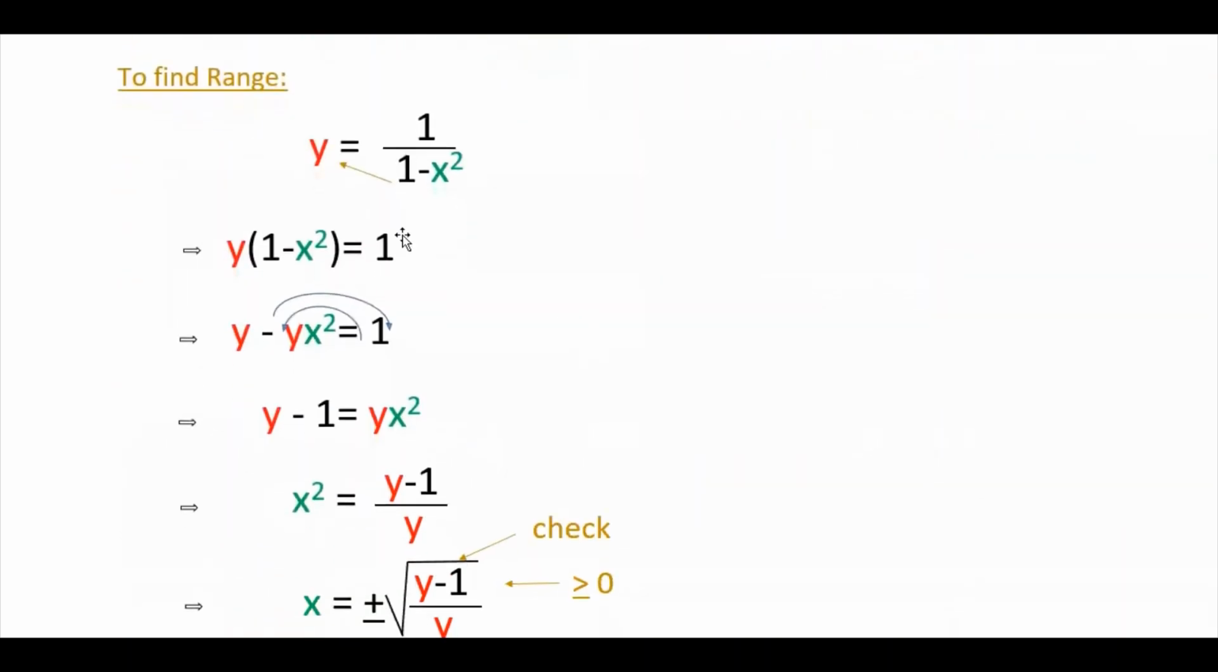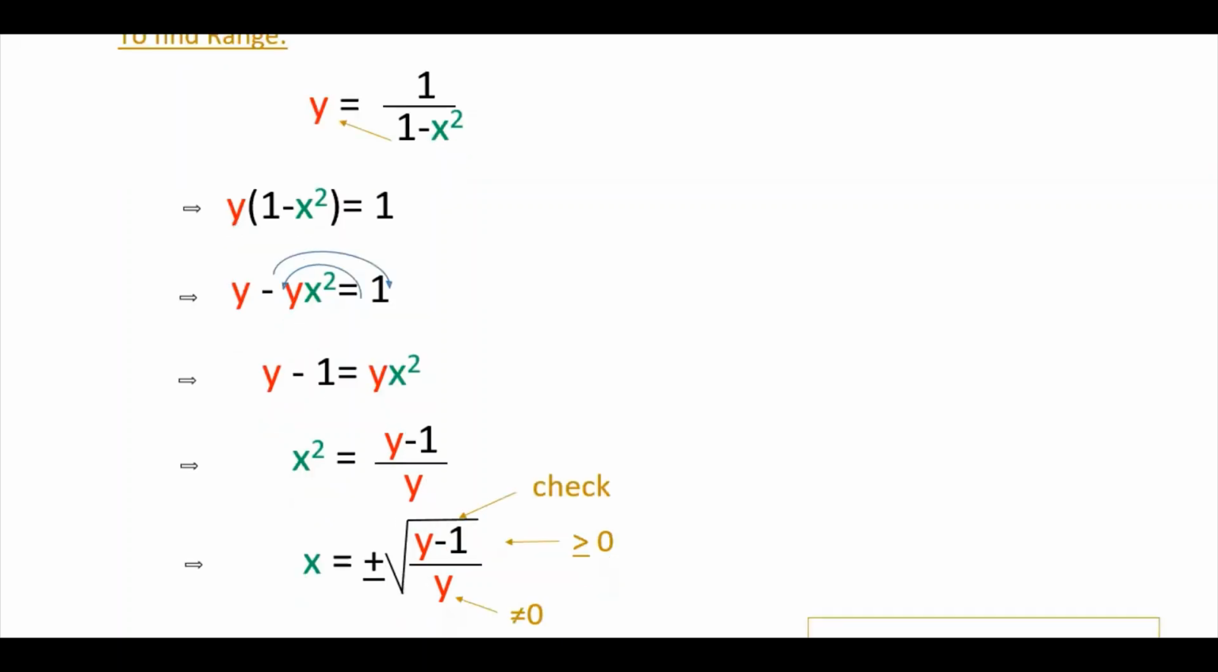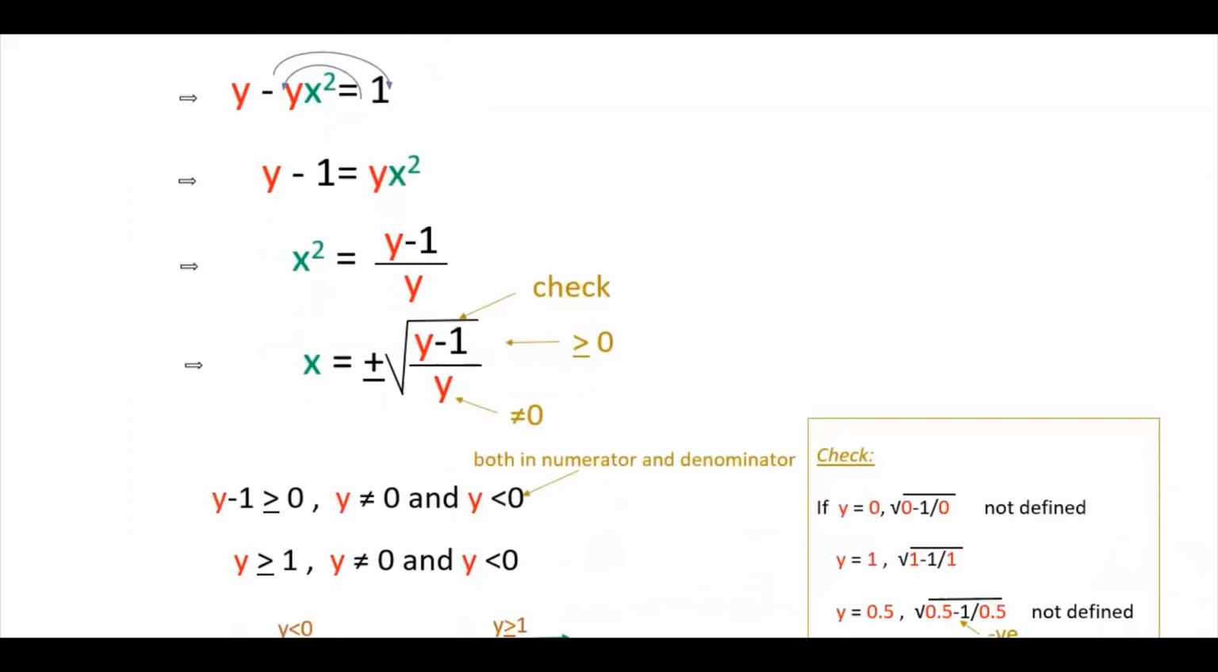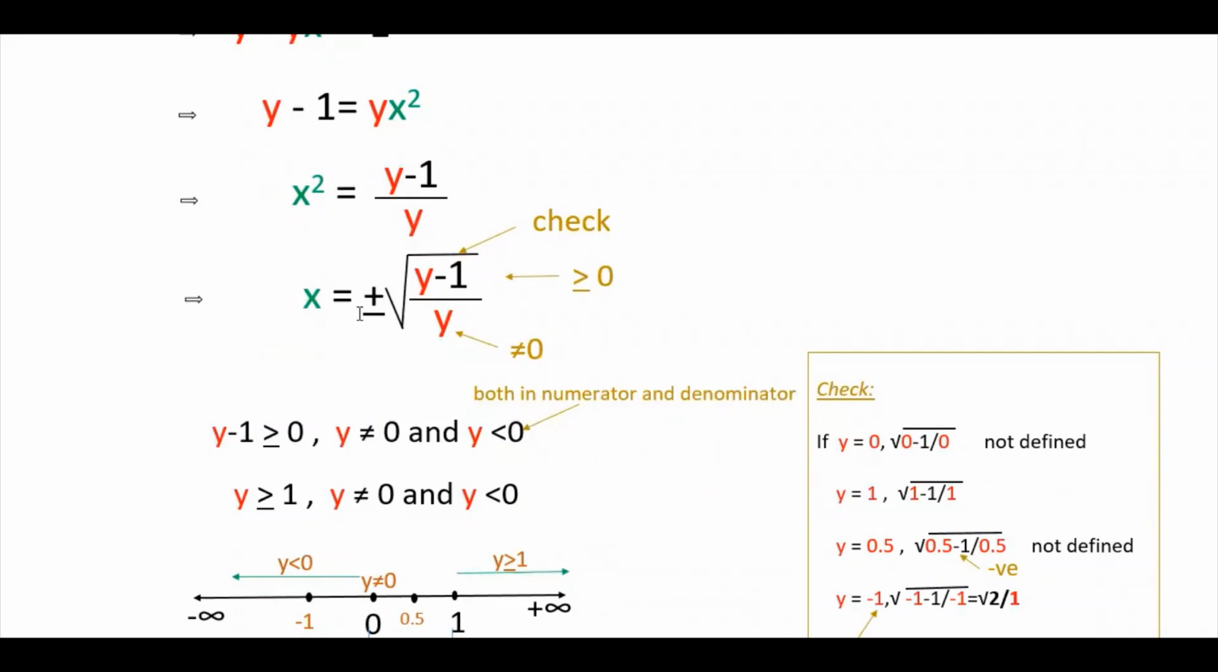To find the range, you have to write y is equal to 1 by (1 minus x square). Then cross multiply here, y into (1 minus x square) is equal to 1. Then y minus y x square is equal to 1. Then y minus 1 is equal to y x square. Then x square is equal to (y minus 1) by y. To find the range, you have to write x in terms of y. So x is equal to plus or minus square root of (y minus 1) by y.